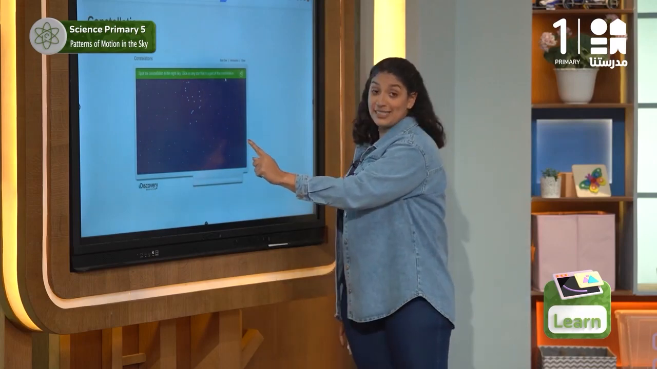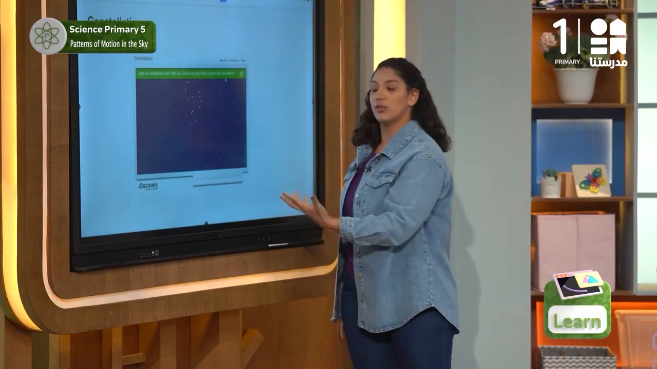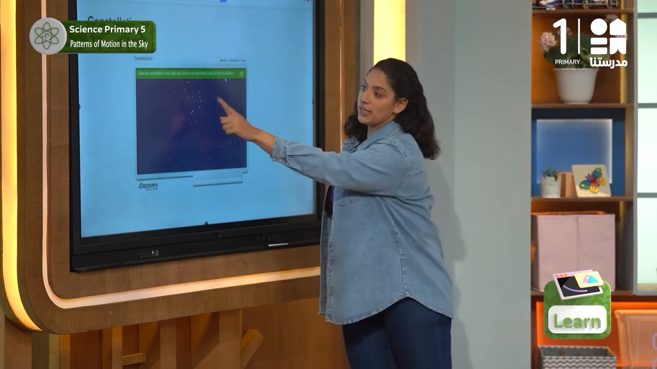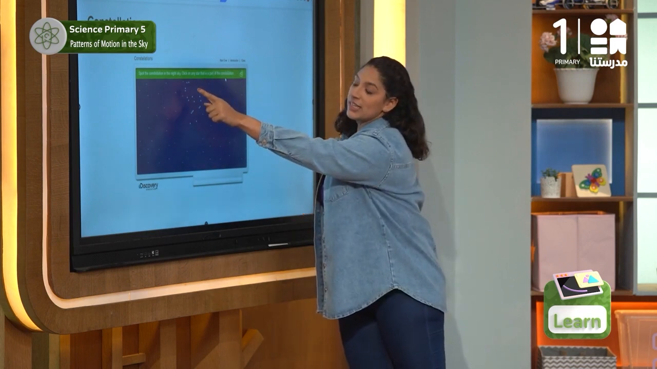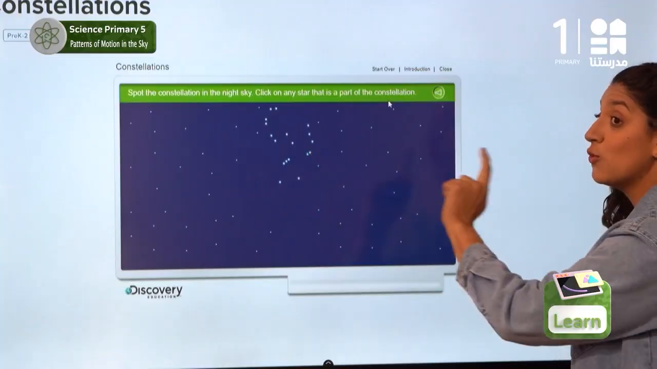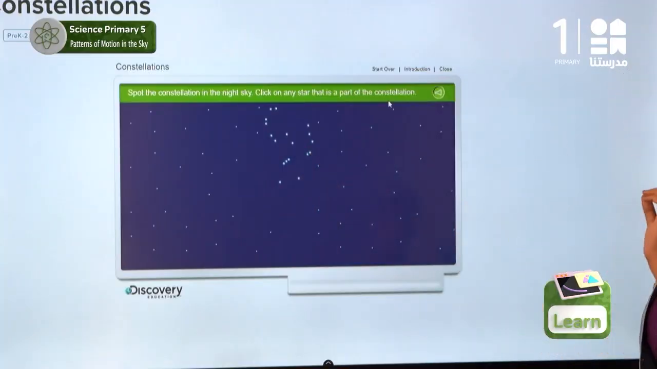If we're going to connect it to the one next to it, will it create a pattern? How about here? Can you see? These stars, I believe, would form a constellation. Now let's click on them and find out.